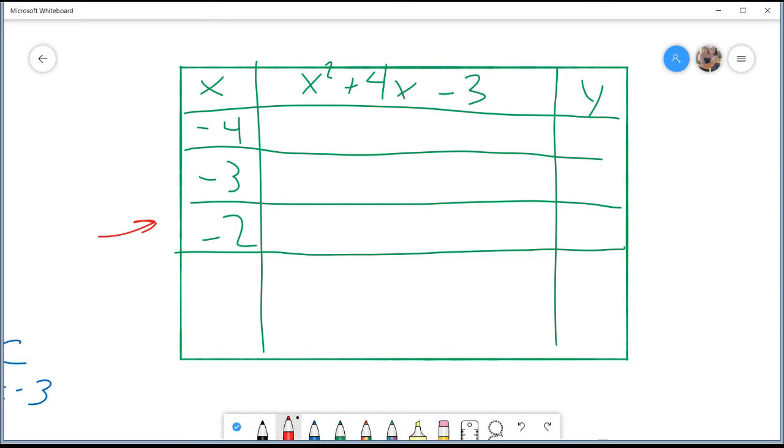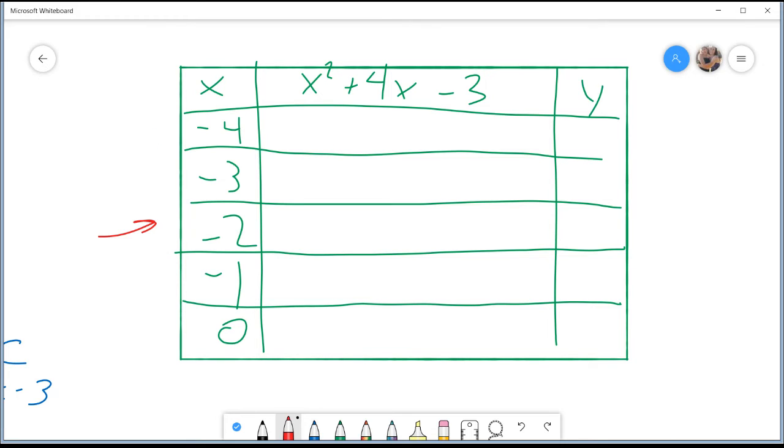So those were our 2 that were less than negative 2, and then we want 2 that are greater than negative 2, which will be negative 1 and 0. So we picked those numbers because we started at negative 2, and then we went 2 in this direction, and then we went 2 in this direction.